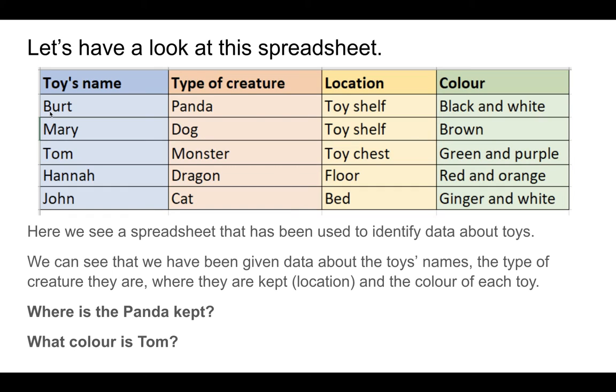So in this record, for example, we can see that Bert is a panda. He's located on the toy shelf and he's black and white in colour. So, for example, if we wanted to know where the panda was kept, we could look for where the panda is. We know his name's Bert, but that's not what we need to know. So we carry on going across and it tells us that he is kept on the toy shelf. Likewise, if we wanted to know what colour Mary was, we'd go along and we'd find out, looking at the record, that she is brown.